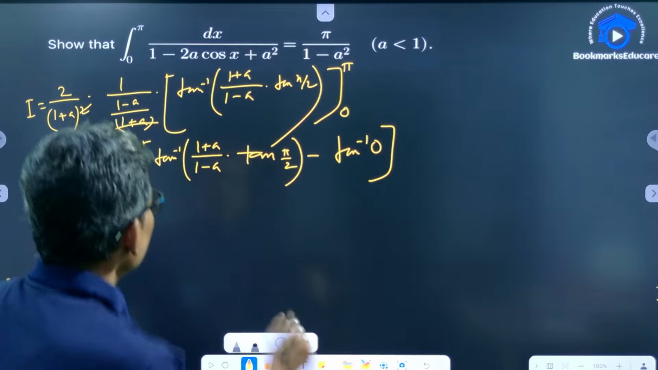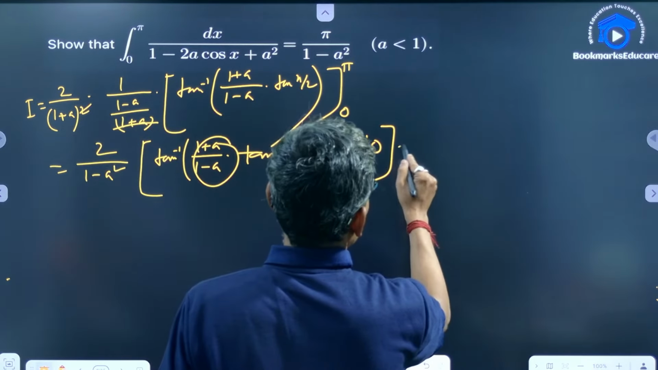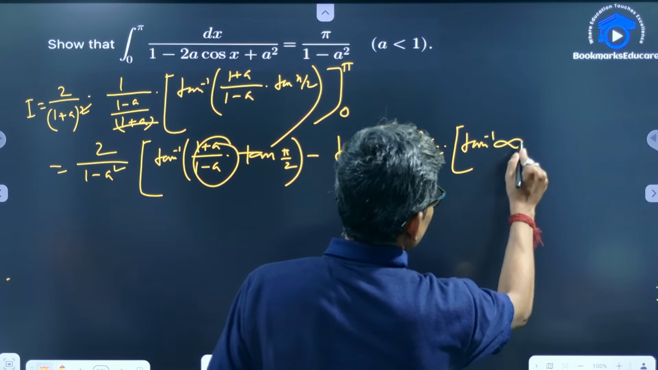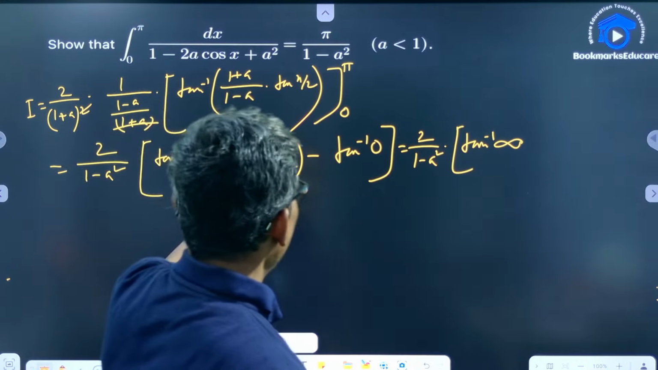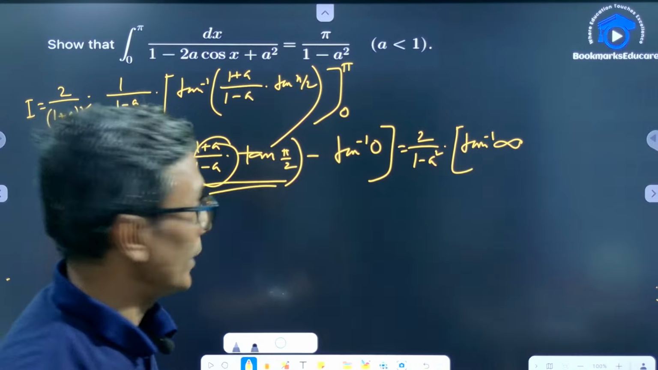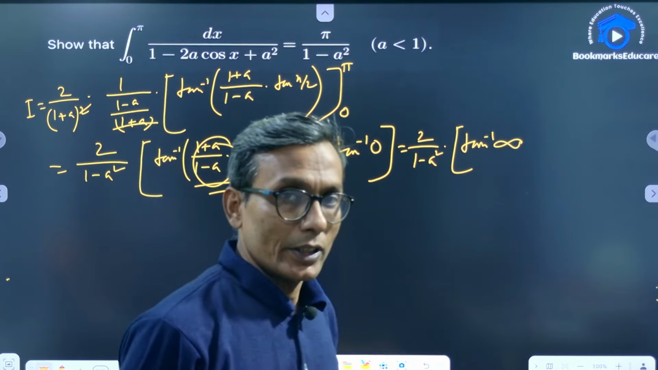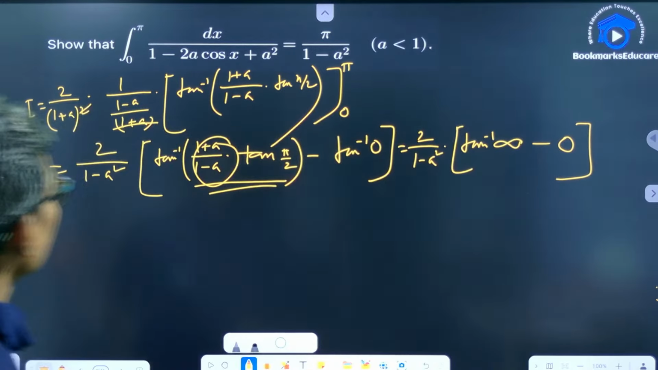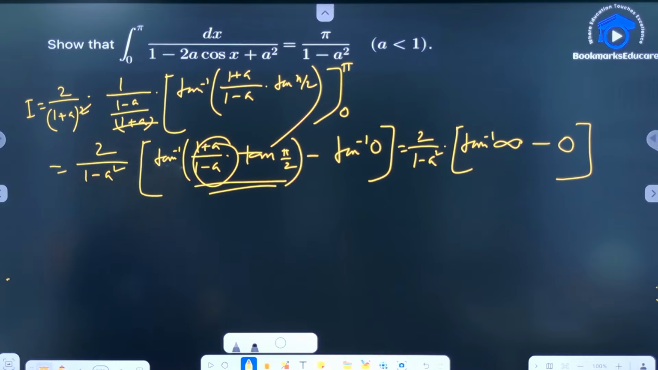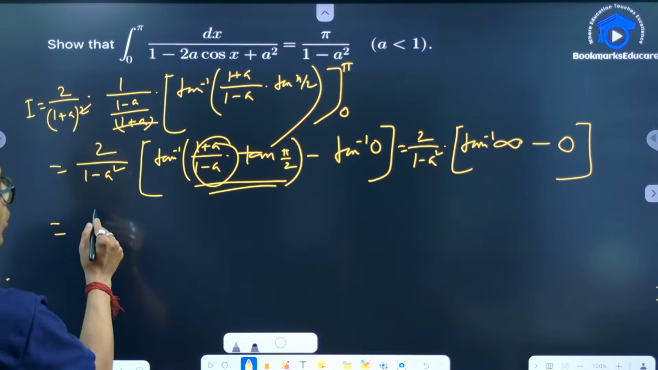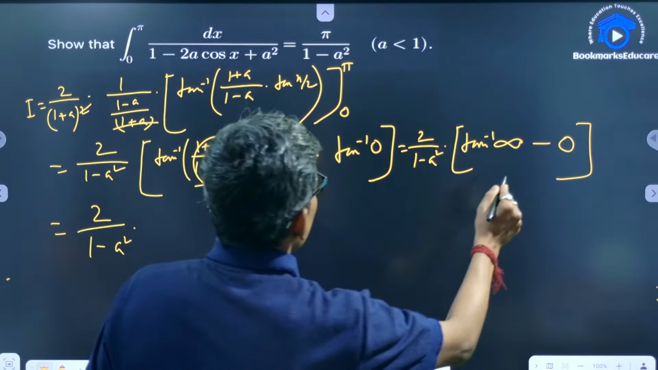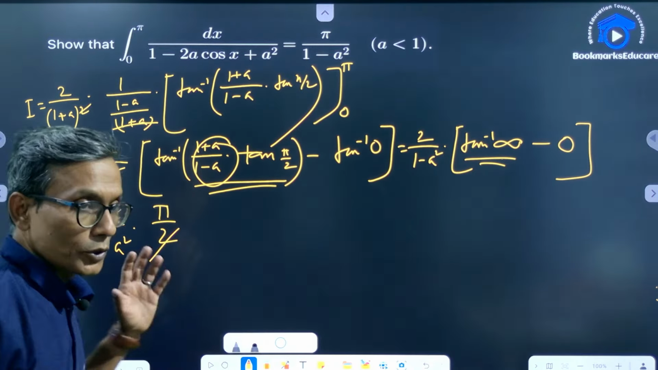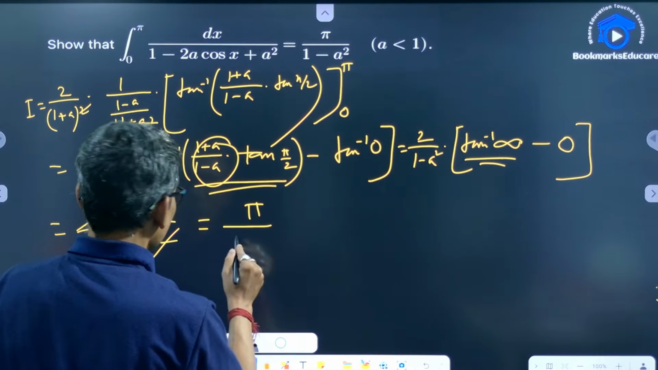Tan pi by 2 means infinity, and infinity times something means infinity. So 2 by 1 minus a square times tan inverse infinity, this will be infinity, because the value of tan pi by 2 is infinity. So infinity times any number is infinity, and tan inverse 0 means 0. Clear. So now 2 by 1 minus a square, tan inverse infinity means pi by 2, so 2 will be cancelled out from numerator and denominator, so the result is pi by 1 minus a square.